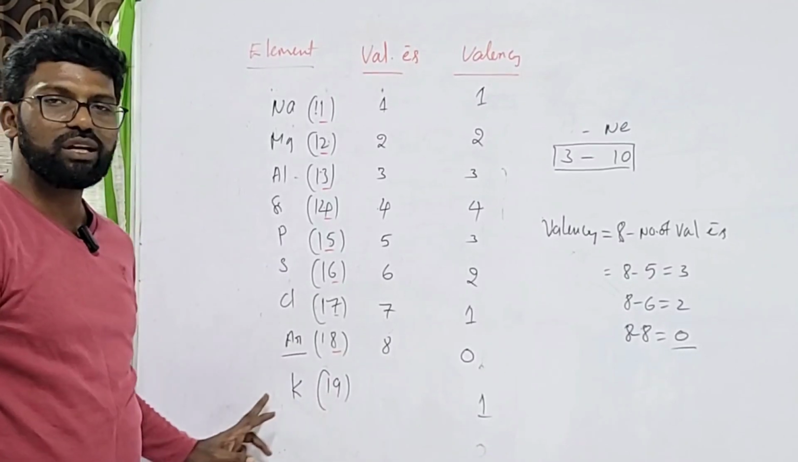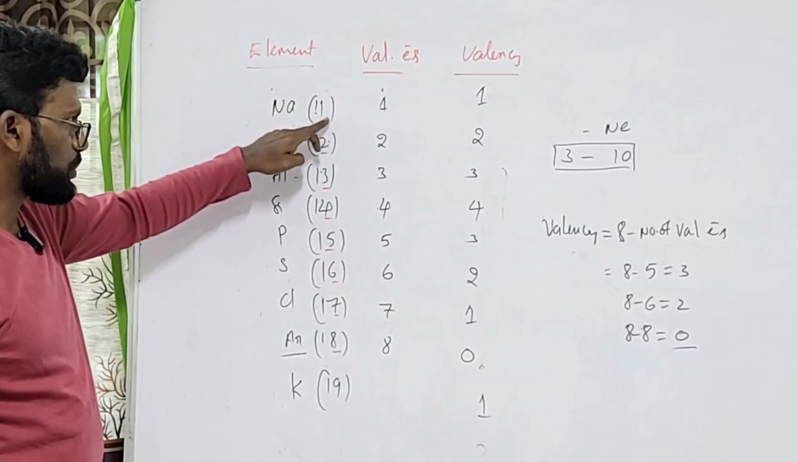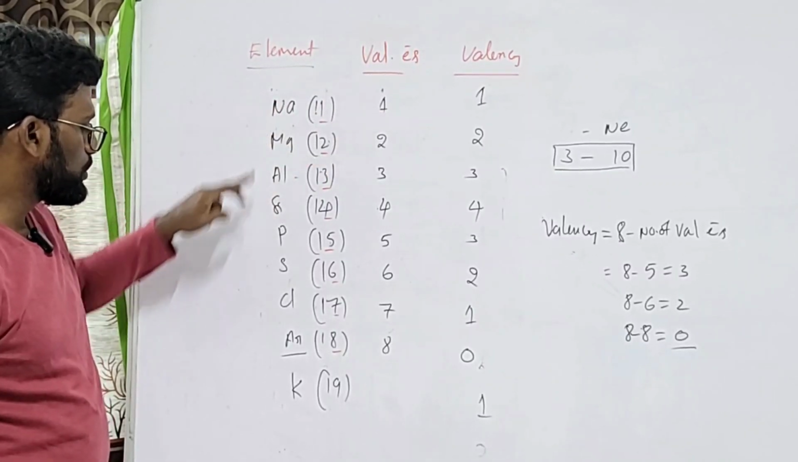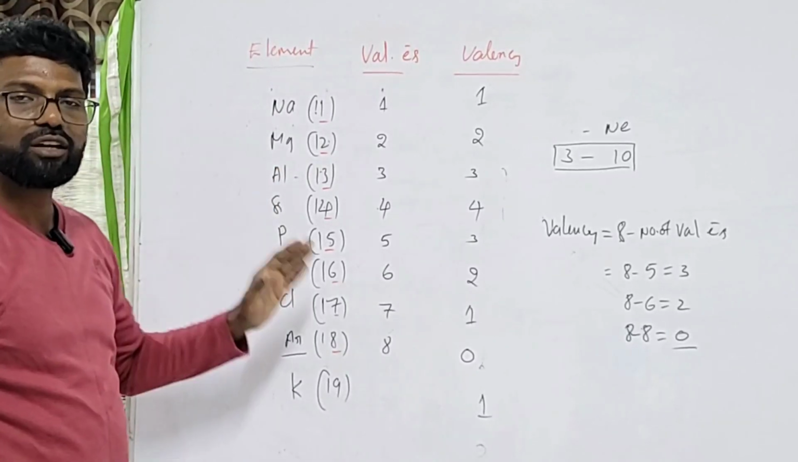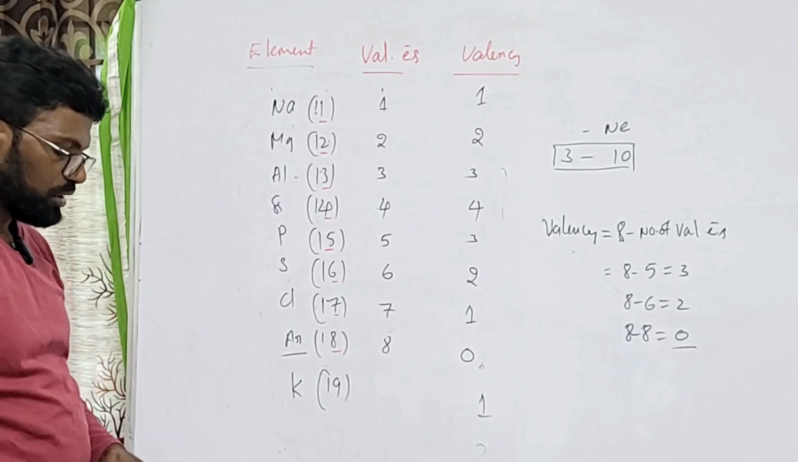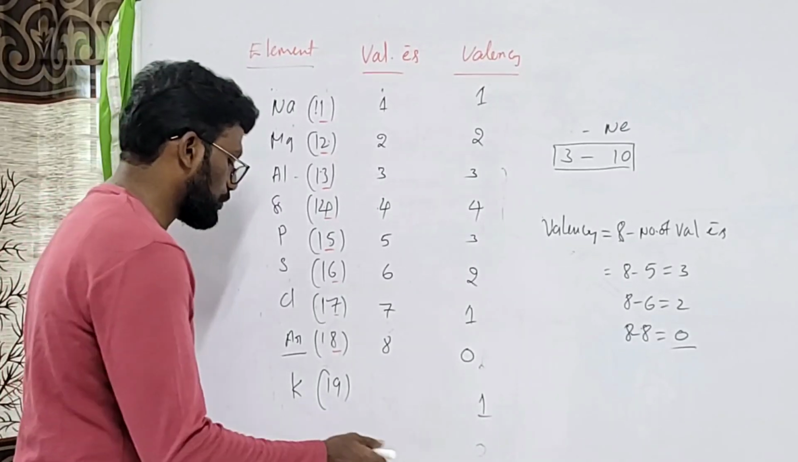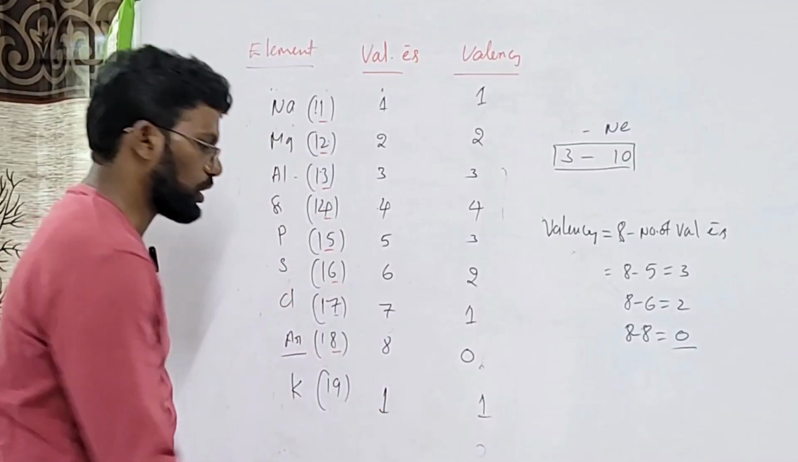So 19 belongs to the alkali metals, just like sodium here. Sodium has number of valence electrons 1. Sodium, potassium, and in the previous discussion lithium, all belong to alkali metals, that is the first group. They have number of valence electrons 1. So potassium has 1 valence electron. If valence electrons are 1, valency is also 1.